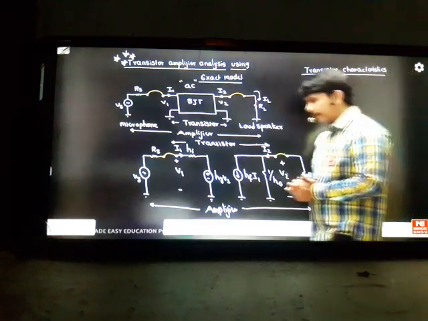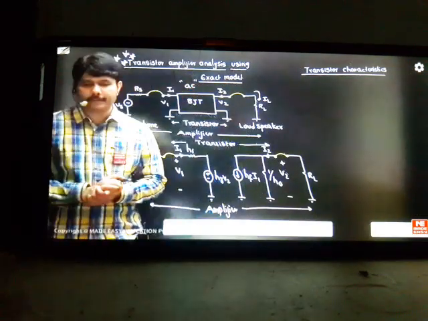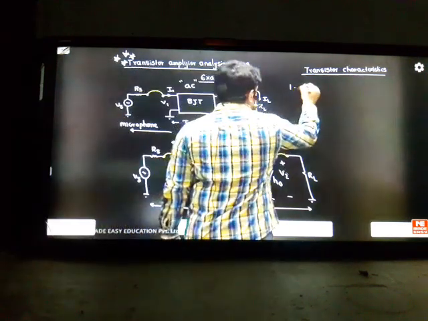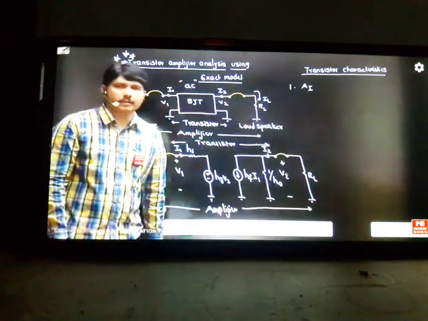So the amplifier's main job is what? It will increase the power level of the signal. That is the main job of this amplifier, nothing more than that. Okay? So the transistor characteristics will do it. The first characteristic I'm finding is AI, that is called current gain, which I'm finding on the board.